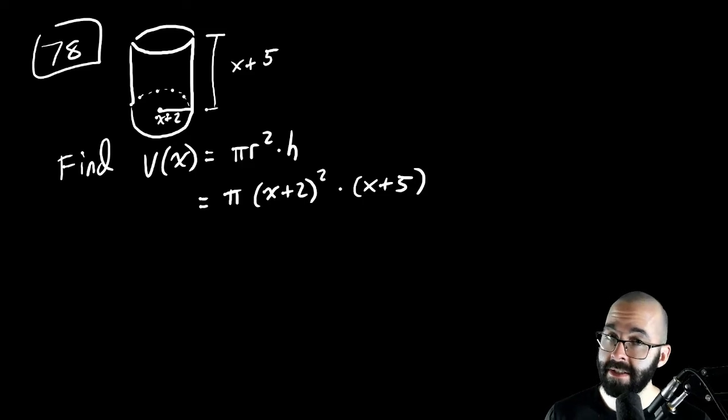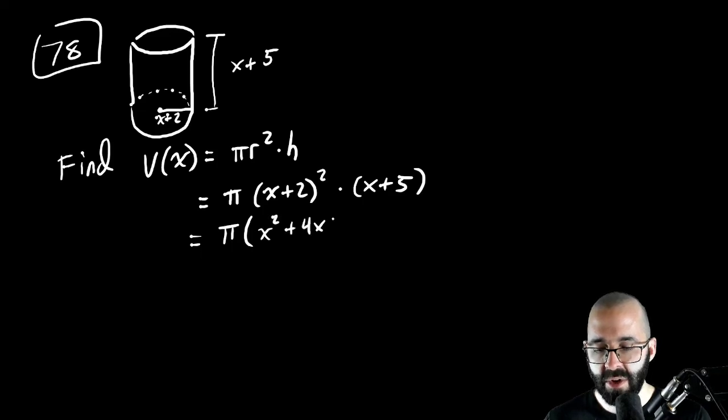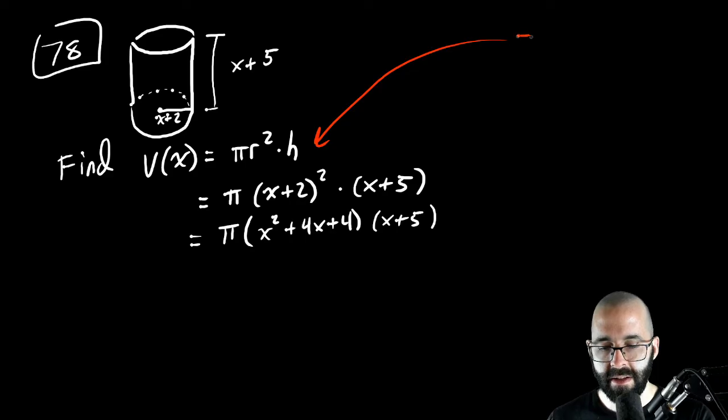This function has a 0 at negative 2 with multiplicity 2. We could say that, but we don't need to. We just need to simplify this out. FOIL out that perfect square, x squared plus 4x plus 4. Remember when foiling out perfect squares, this is not equal to x squared plus 4. You have to FOIL it out or use that formula.